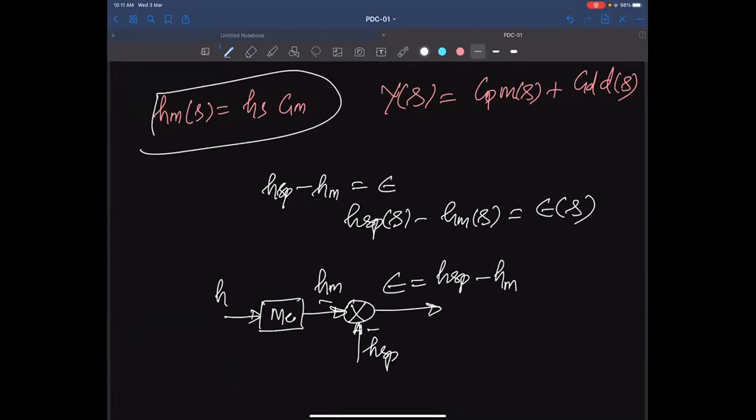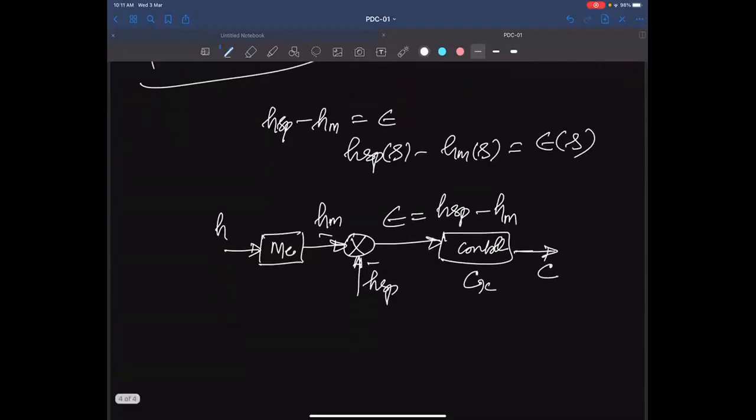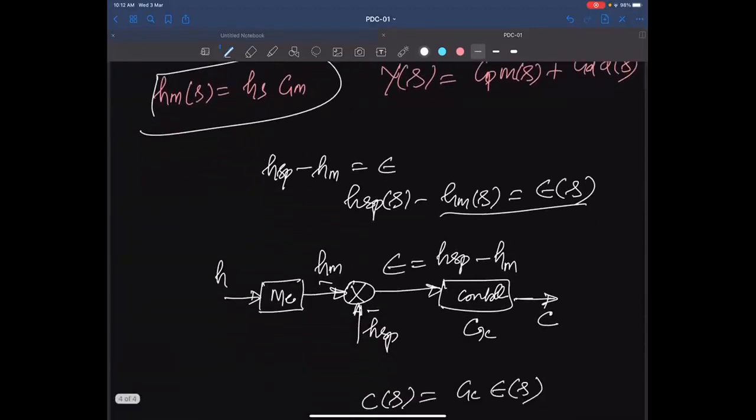And here we have a controller. The controller has a transfer function of GC, and what is coming out is the controller action, which is called C. So C is the controller output. In terms of transfer function, C of S equals GC multiplied by E of S. So what is E of S? E of S is already available here.